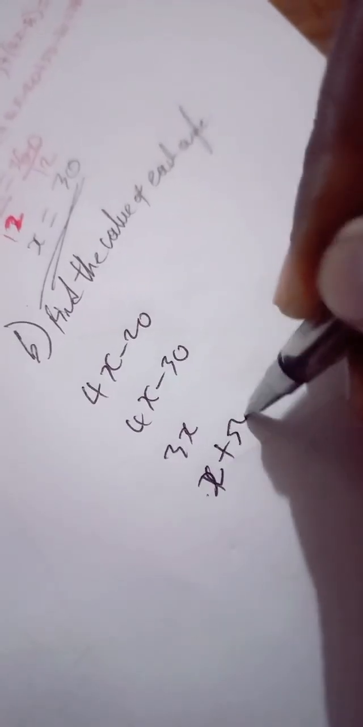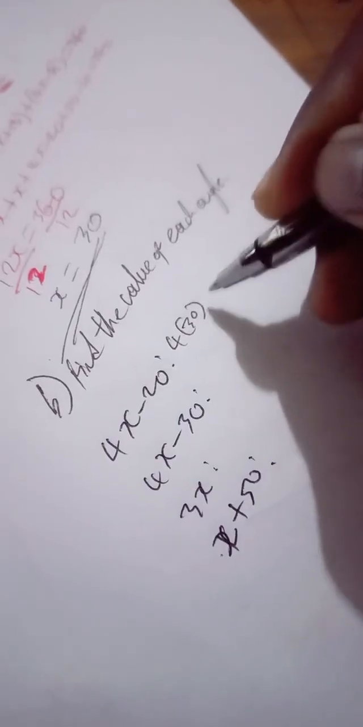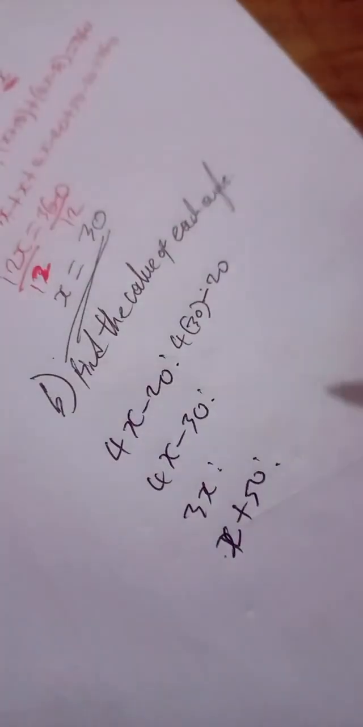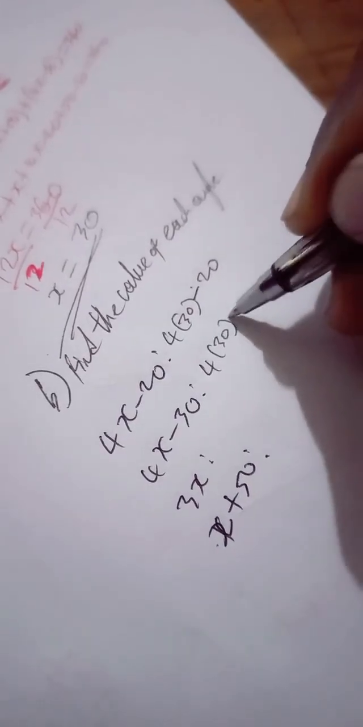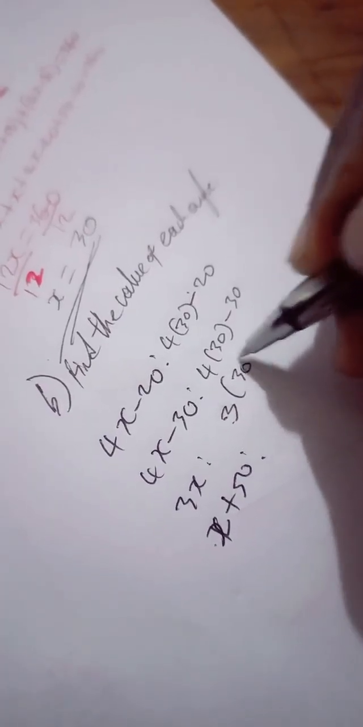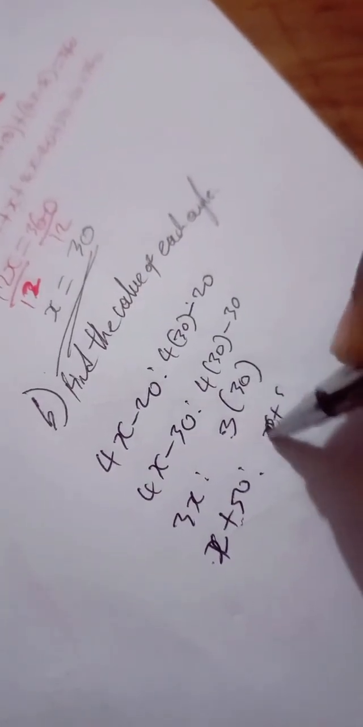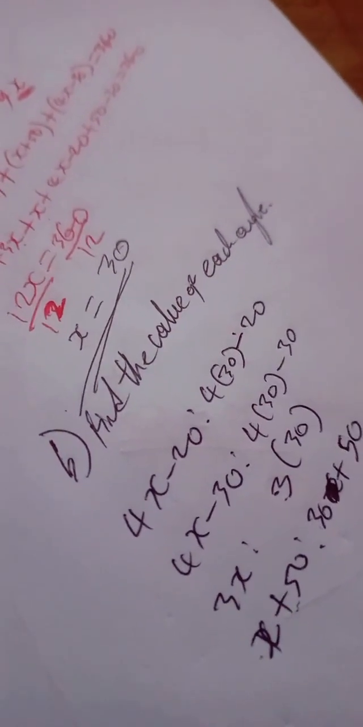X plus 50. So you're going to replace x with what? 30. 4 bracket 30 minus 20. Here, 4 bracket 30 minus 30. Here, 3 bracket 30. You come here, x plus, we want to replace the x, so it's 30 plus what? 50. Right. This is what we do.